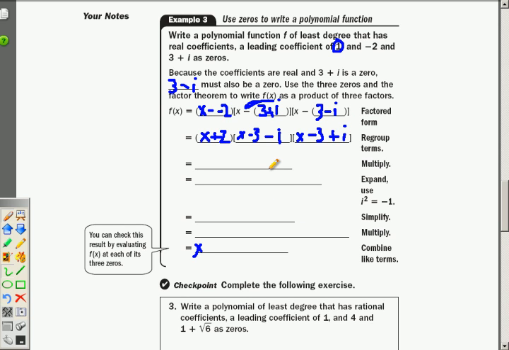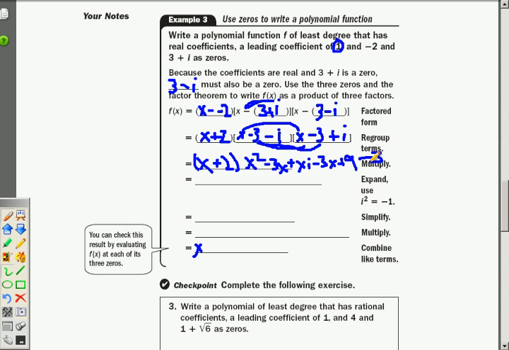Now, you have to expand this whole thing. I'm going to work on this part first. So I'm going to multiply x times x. And I'm going to put my x plus 2 over here just so I don't forget about it. x times x, I'm going to get x squared. x times minus 3, I'm going to get minus 3x. x times positive i gets plus xi. Then I'll multiply -3 by everything. Minus 3x plus 9.